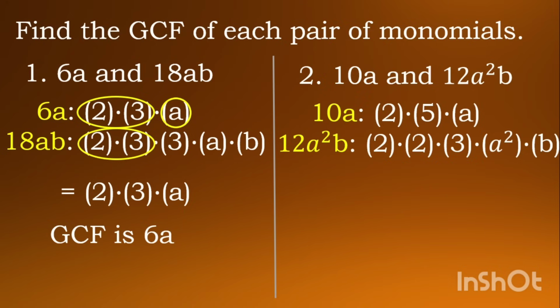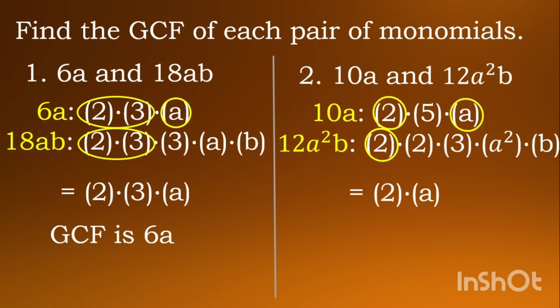So, anong common sa kanilang dalawa? We have 2. And then, pareho silang may a, but remember na kapag pareho silang may variable na yon, that is their common variable. Pero kapag ganon, kukunin lang natin yung may pinakamababang exponent. So, we will get a, not a squared. So, bababa na natin yon. We have 2 and then a.